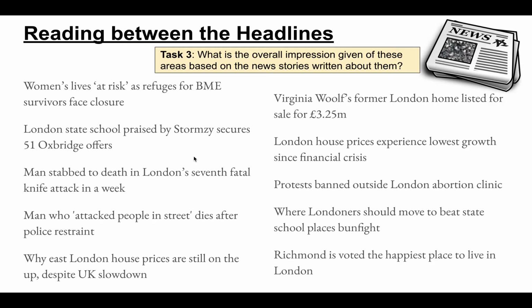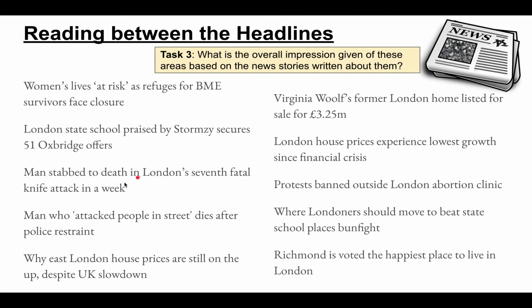Can you work out first which headlines belong to which location? We've got a couple of things here. We've got women's life at risk as refuges for BME survivors face closure. BME stands for Black Minority Ethnic, so we're talking about people of colour in this instance. A London state school gets 51 Oxbridge offers, so that's offers for Oxford and Cambridge universities.